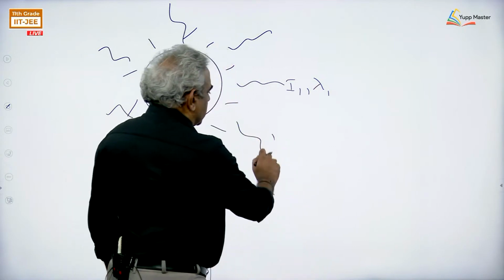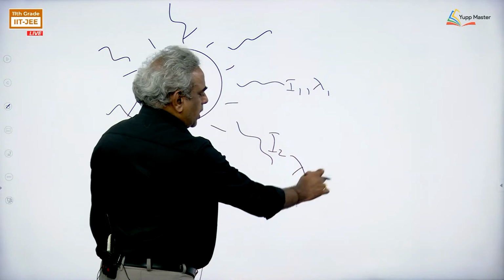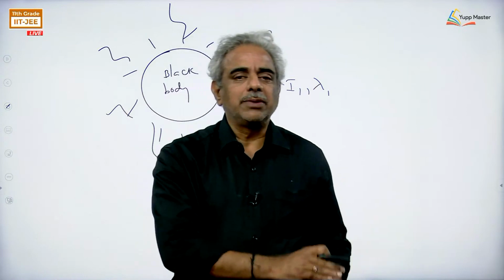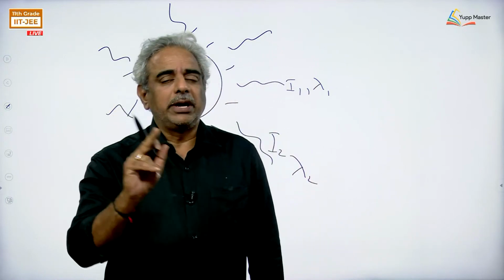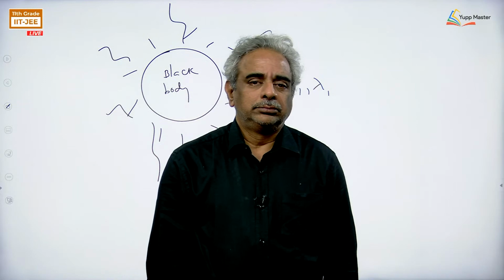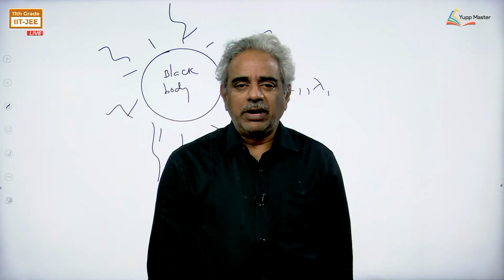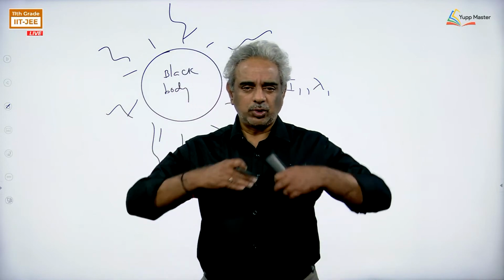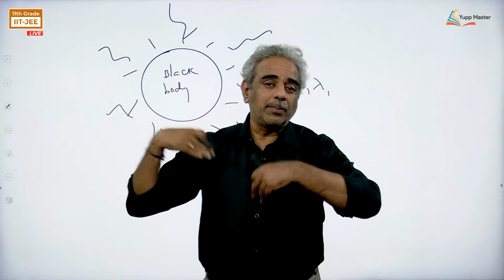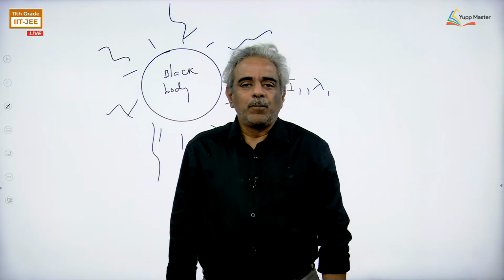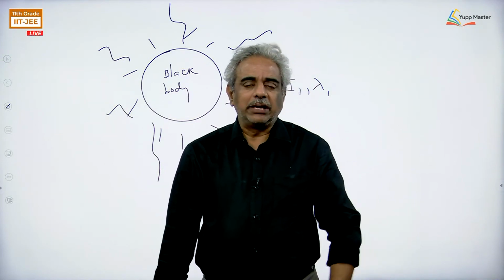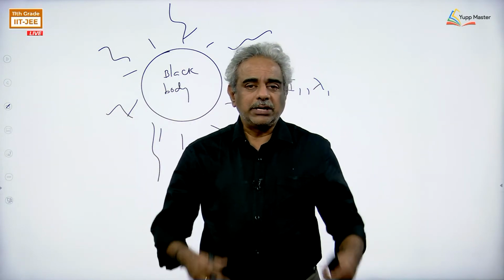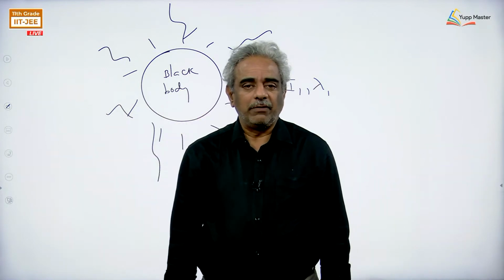Now, another intensity I2, there may be lambda 2, some other intense radiation comes with some wavelength. Every radiation is associated with some intensity and some wavelength, different wavelengths, because it is a black body. It can emit so many wavelengths because it absorbed so many wavelengths. Absorbing wavelengths means that it absorbed various radiations with different wavelengths, and it started emitting radiations with different wavelengths.